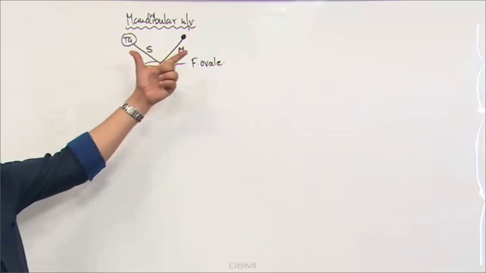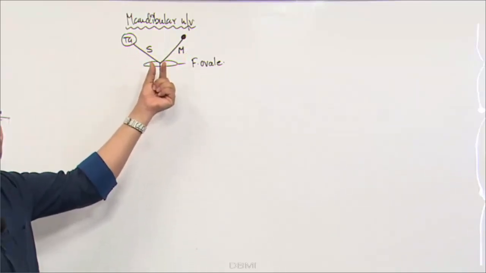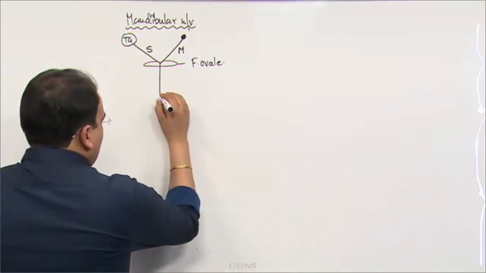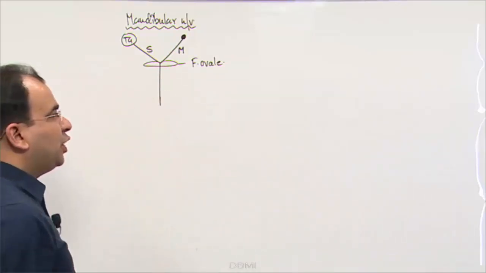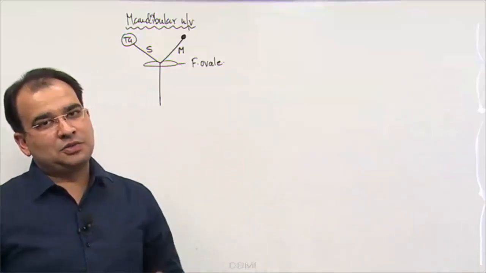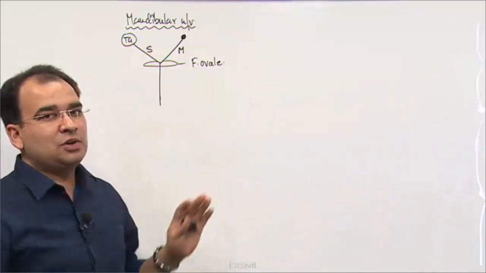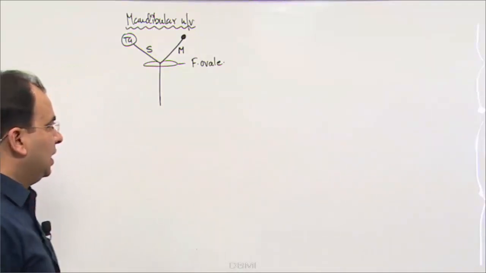So sensory root and motor root, they both unite to form the trunk of the mandibular nerve at the level of foramen ovale. From the PG exam point of view, the trunk of the mandibular nerve is extremely important. Everything about the trunk of this mandibular nerve has already been asked in the examination.